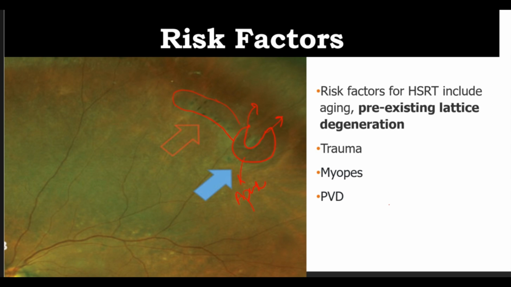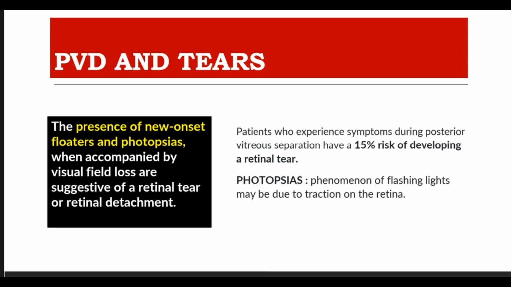Then trauma can lead to the development of these flap tears, and there can also be multiple horseshoe shaped tears developing in traumatic cases. High myopia obviously is a risk factor again, right? Now, a very important fact is that patients will usually come to you with the complaint of new onset floaters and photopsia.